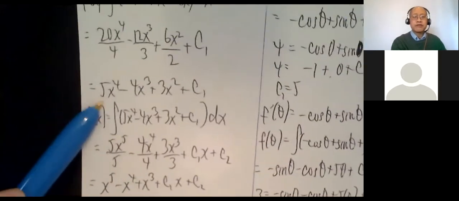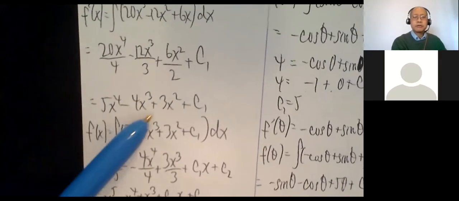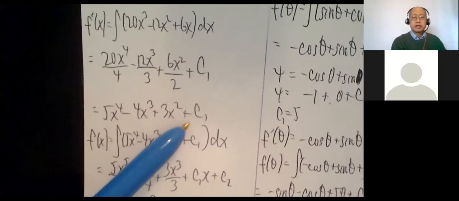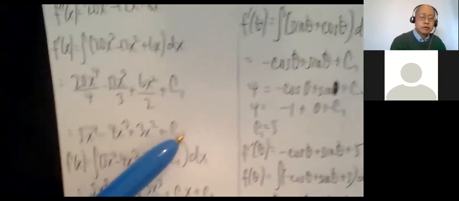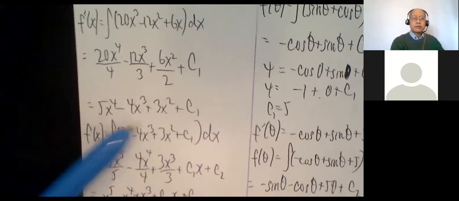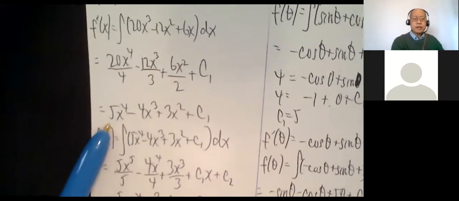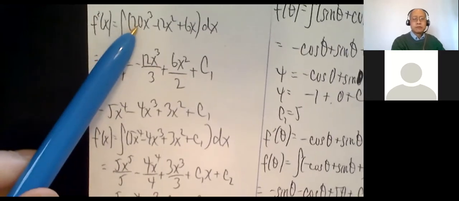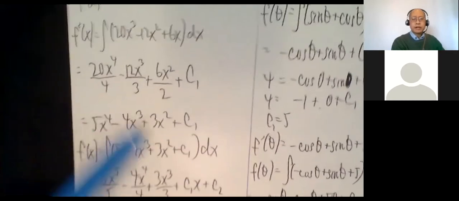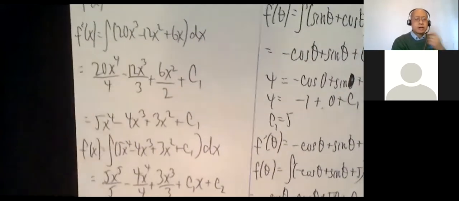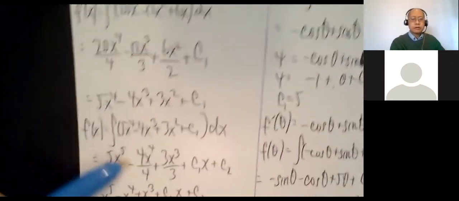And of course, this simplifies to 5x to the fourth minus 4x cubed plus 3x squared plus C1, which you can always double check. How do I double check this is correct? Take the derivative. What's the derivative of that? 20x cubed. What's the derivative of that? Minus 12x squared. What's the derivative of that? 6x. What's the derivative of any constant? 0. So it works.